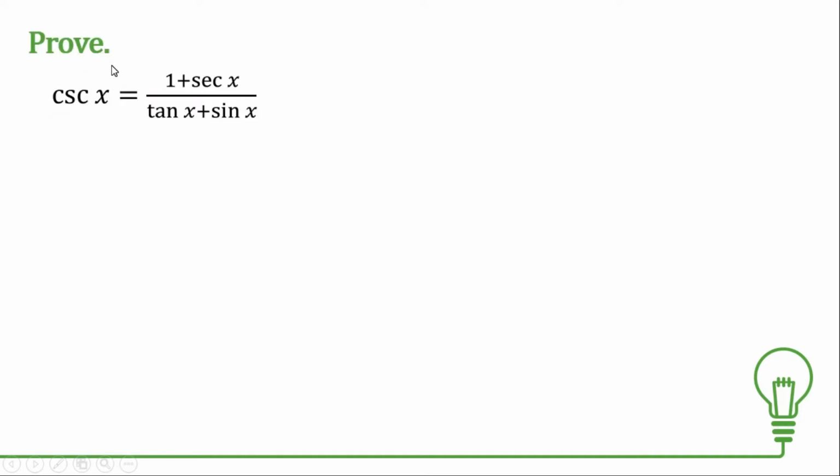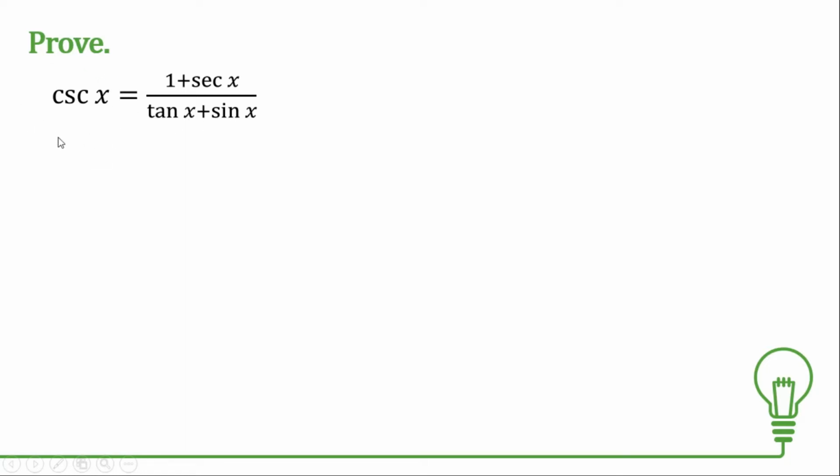What we're going to do is to prove that cosecant x is equal to (1 plus secant x) over (tan x plus sine x). It is somewhat hard if we take a look at this one, because we're dealing with fractions here. First things first, what we're going to do is to determine which part of the identity is more complicated. Is it the left hand side or the right hand side?